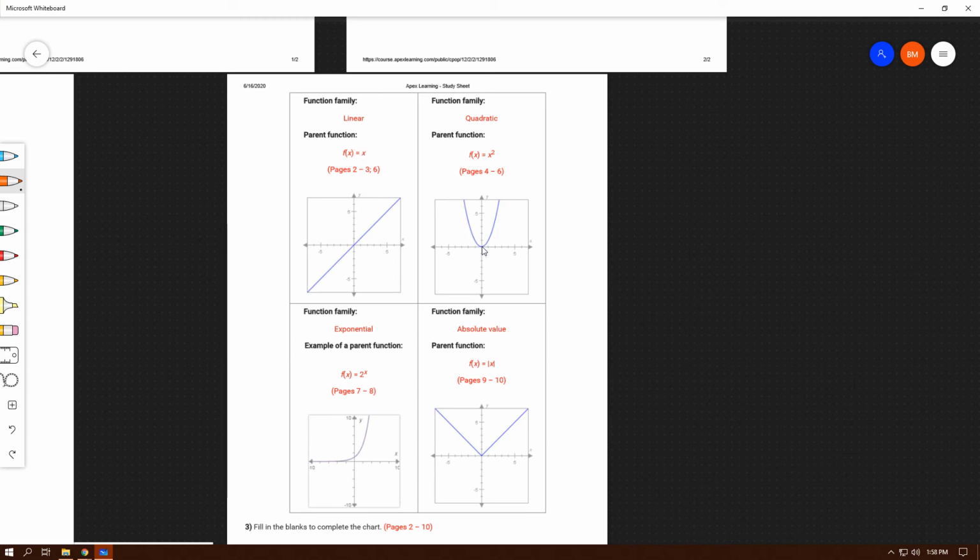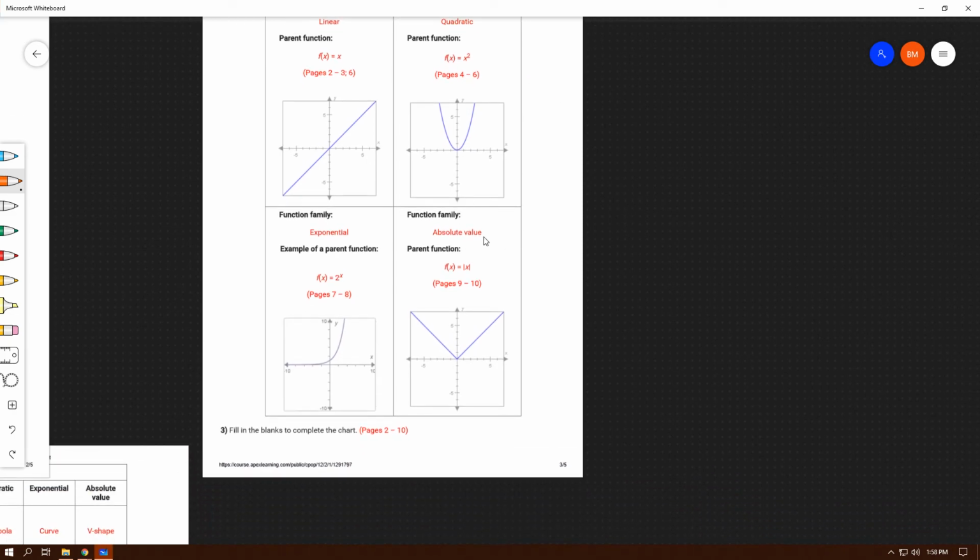Quadratic, again, hits the origin and goes up, right? Y equals x squared or f of x equals x squared, nothing added to it. Absolute value forms a V, meets at the origin, right? Y equals absolute value of x, straight line, straight line.